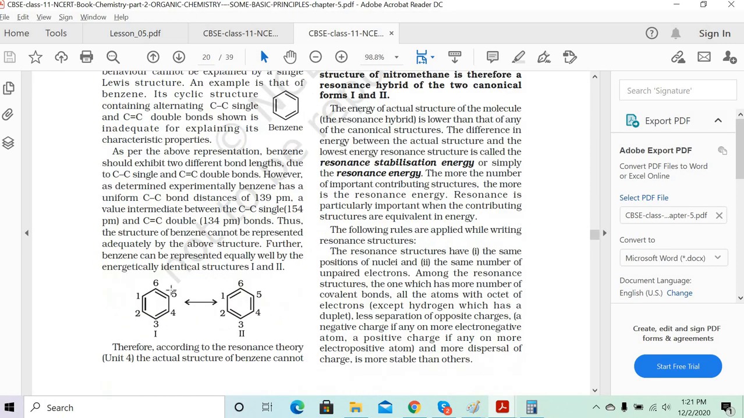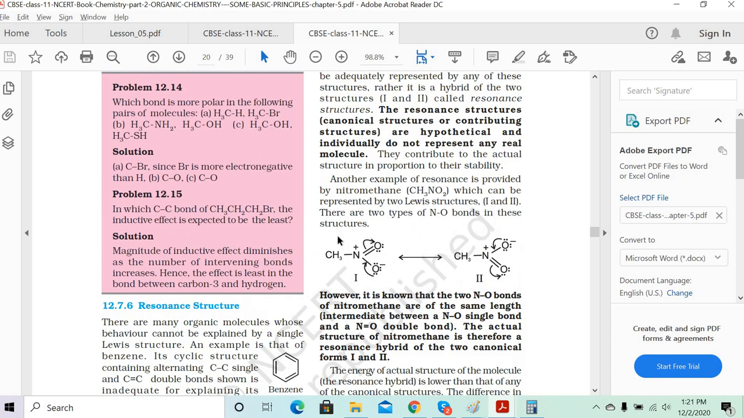So 1 and 2 are basically called the resonance structure because this is stabilized because of like this. So basically what we are trying to say is the single bond and the double bond are basically rotating in the entire ring. At any instant of time when you take it, it's basically the average of all the single and the double bonds. So it has to come as 139 picometer. Okay. Understood? Clear? Yes, understood.